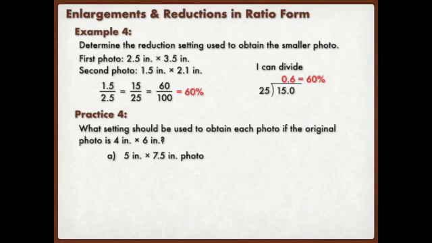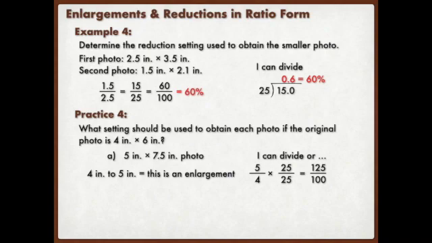Because this is an enlargement, I want to go larger. I'm going to put the 5 on top and then the 4 on the bottom, because 5 is bigger than the 4. So I originally have a 4 and I want to turn it into a 5, so it's going to be an enlargement. So 5 over 4. Okay, and I know that 4 times 25 equals 100. And if I multiply 4 times 25, I'd have to do that with the 5. So that would give me 125 over 100.